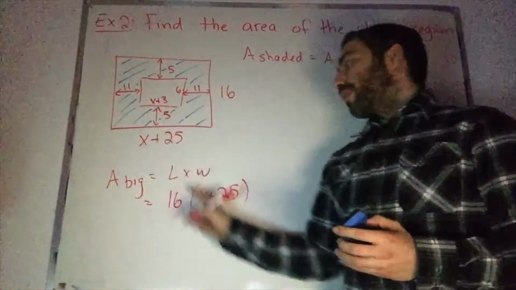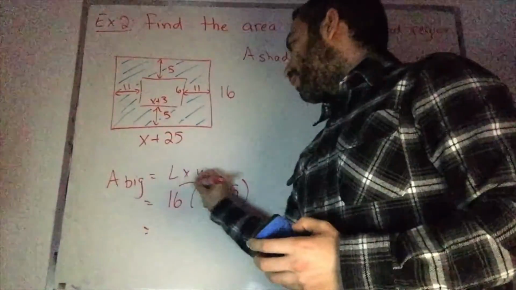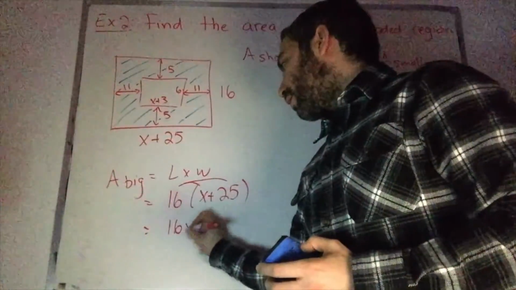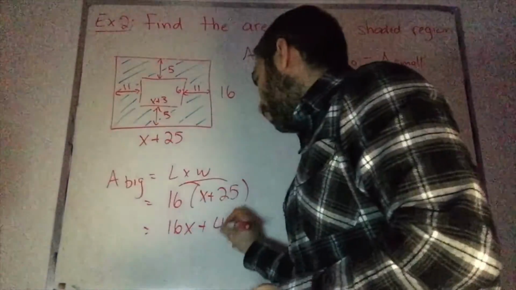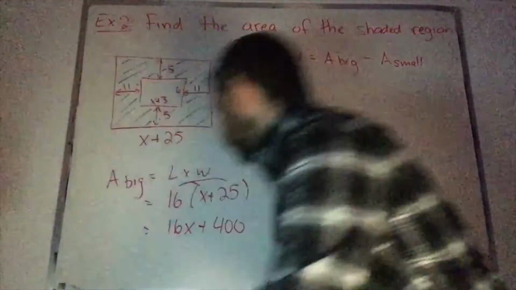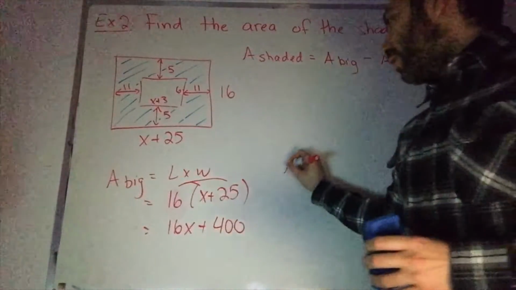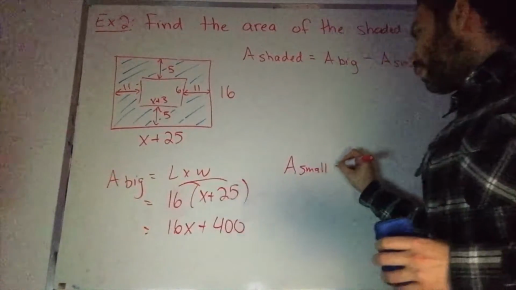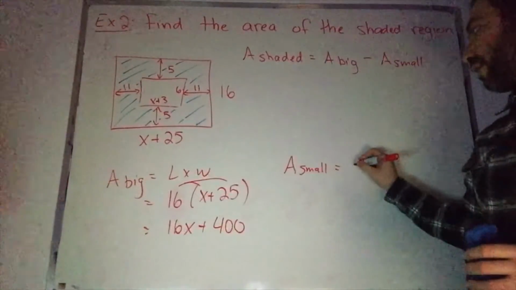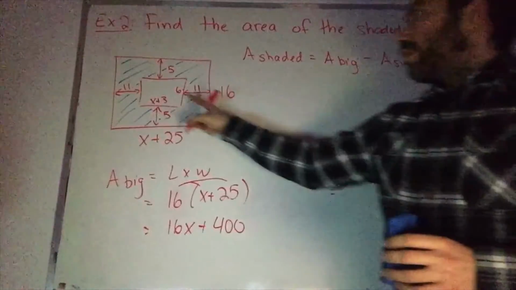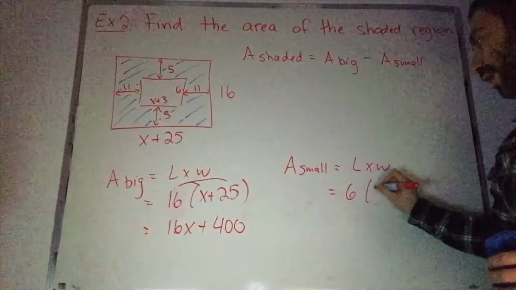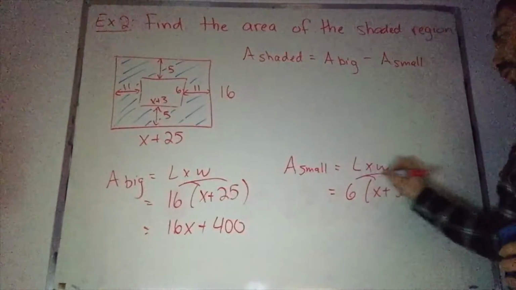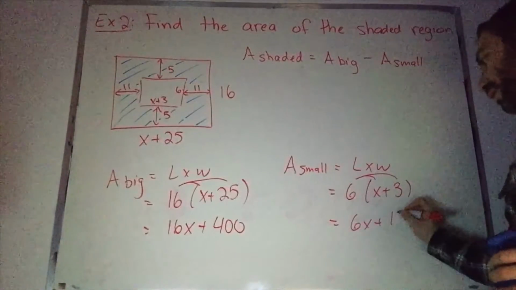Whenever I have a binomial, I like to put them in brackets. And now here to find the area, we simply distribute. So we get 16x plus 16 times 25. It's what, 400? Yeah, 400. Now let's go get the area of the small rectangle. So the small rectangle, it's again length times width. So in this case here, we're going to take 6 times x plus 3. So I'm going to put the x plus 3 in brackets. And now we again distribute. So we get 6x plus 18.